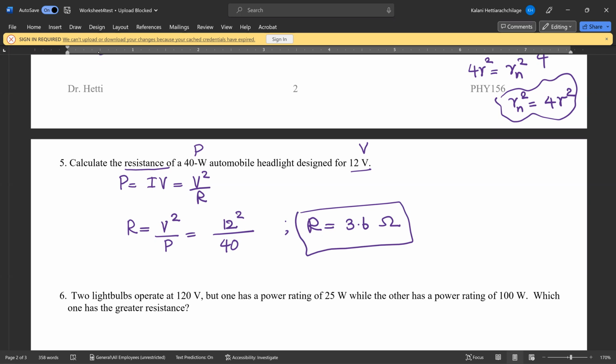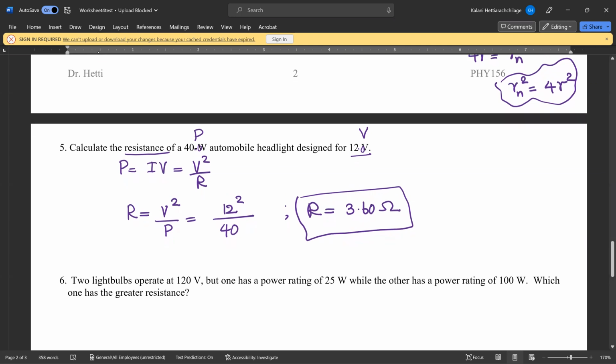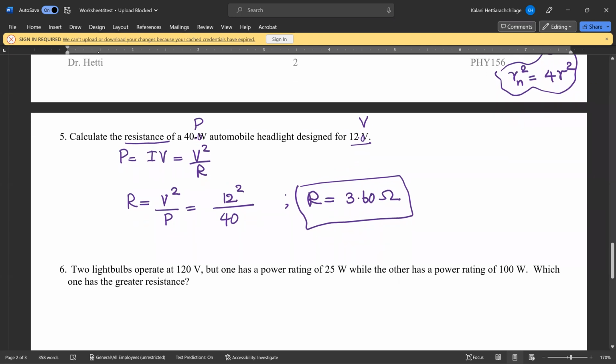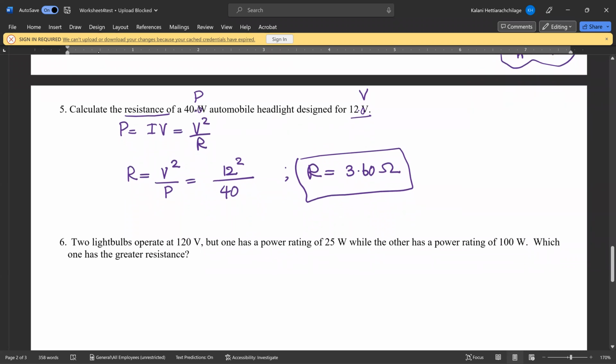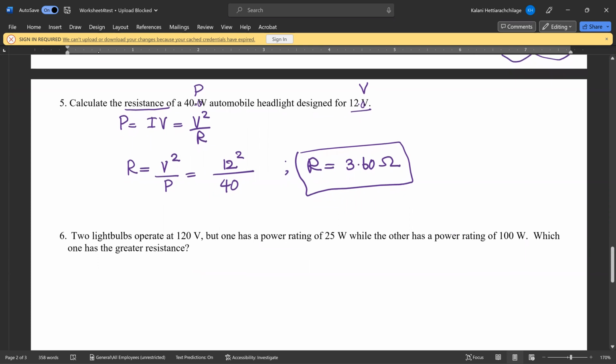If I need to do it with correct sig figs, this is 12 volts, this is 40 watts, and then I have division. Each of them has 3 sig figs, so maybe you can keep 3 sig figs here. Try to use sig figs on your homeworks, because all the homeworks need the correct number of sig figs. As much as possible, you should use it to practice your significant figures for this semester too.